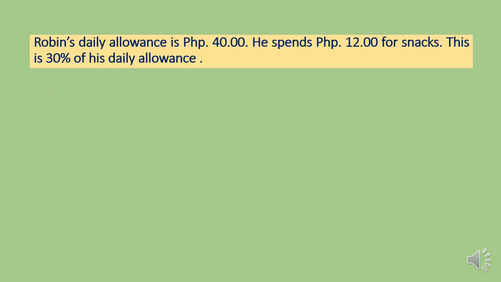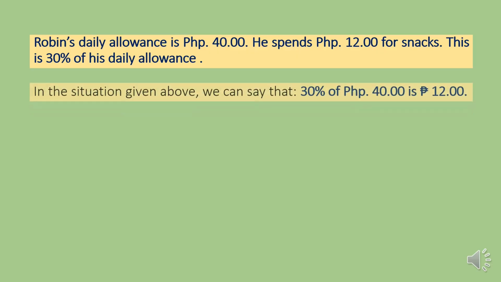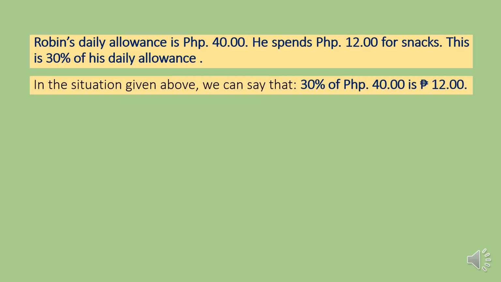Robin's daily allowance is 40 pesos. He spends 12 pesos for snacks. This is 30% of his daily allowance. In the situation given above, we can say that 30% of 40 pesos is 12 pesos.